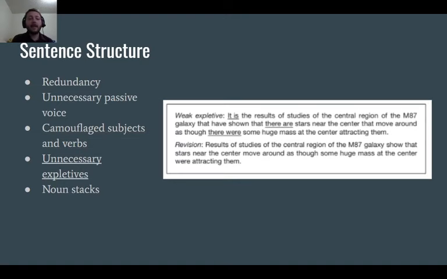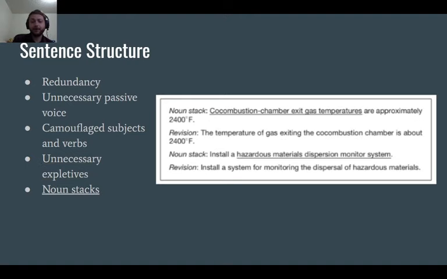The fourth one is unnecessary expletives. In our first example, we have weak expletives: it is, there are, there were. When we revise them, we take all that out. Again, we're trying to reduce the amount of words. There are different ways to say "it is the results of studies." We can just say "results of studies." They're unnecessary. You don't need them. They fluff up your sentences. You want to reduce as many words as possible.